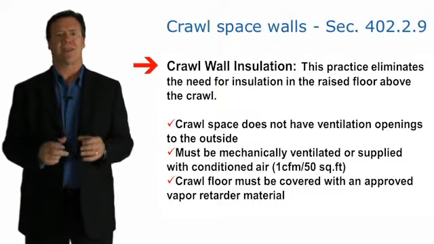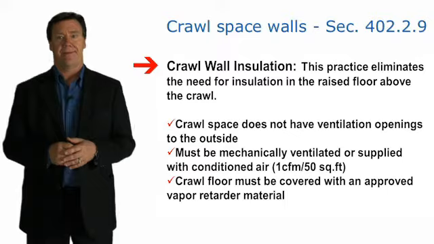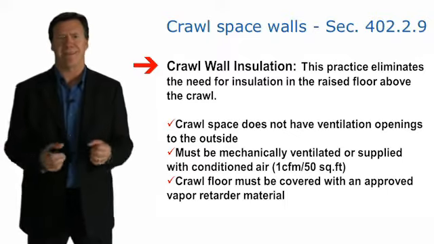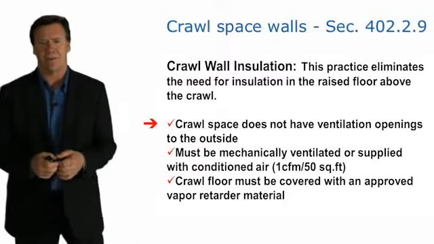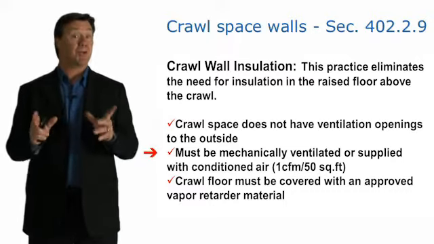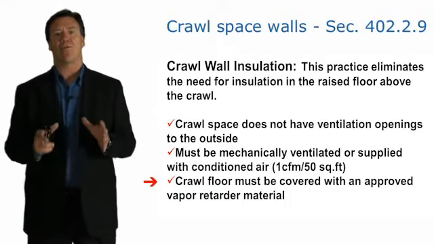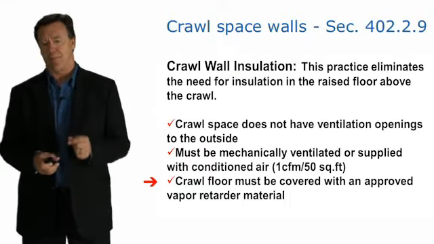In crawl space wall insulation, the practice basically eliminates the need for insulation for the raised floor above the crawl space, and it's kind of treated like a basement. So the crawl space cannot have ventilation or openings to the outside, but it must be mechanically ventilated, at least 1 CFM per 50 square feet, and the crawl floor must be covered with an approved vapor barrier material.